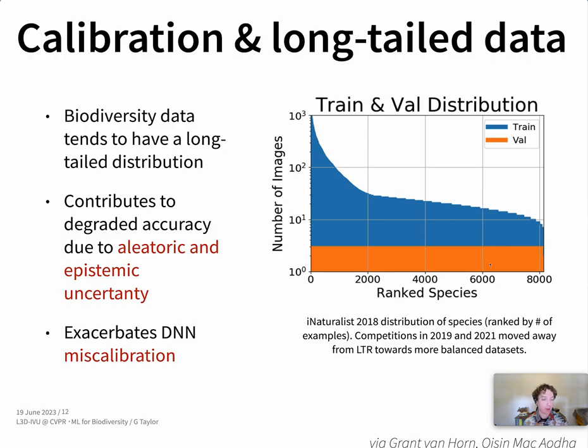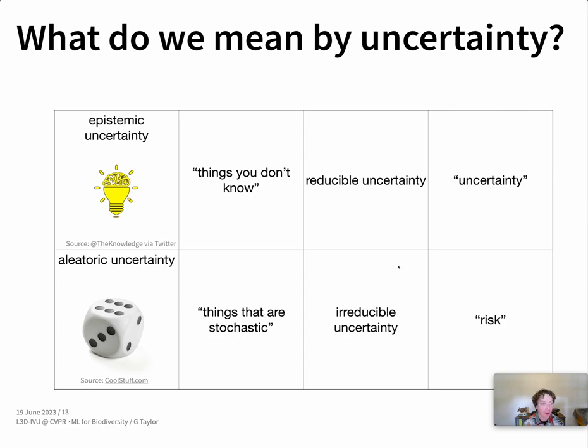This long-tailed label distribution contributes to degraded accuracy due to aleatoric and epistemic uncertainty, and exacerbates a problem called miscalibration in deep neural nets. Let me dig a little bit into both of these terms. Epistemic uncertainty is the things you don't know. This is the type of uncertainty that we often say is reducible, because by obtaining more training data, we can often reduce this kind of uncertainty in our model. It's often just called the uncertainty.